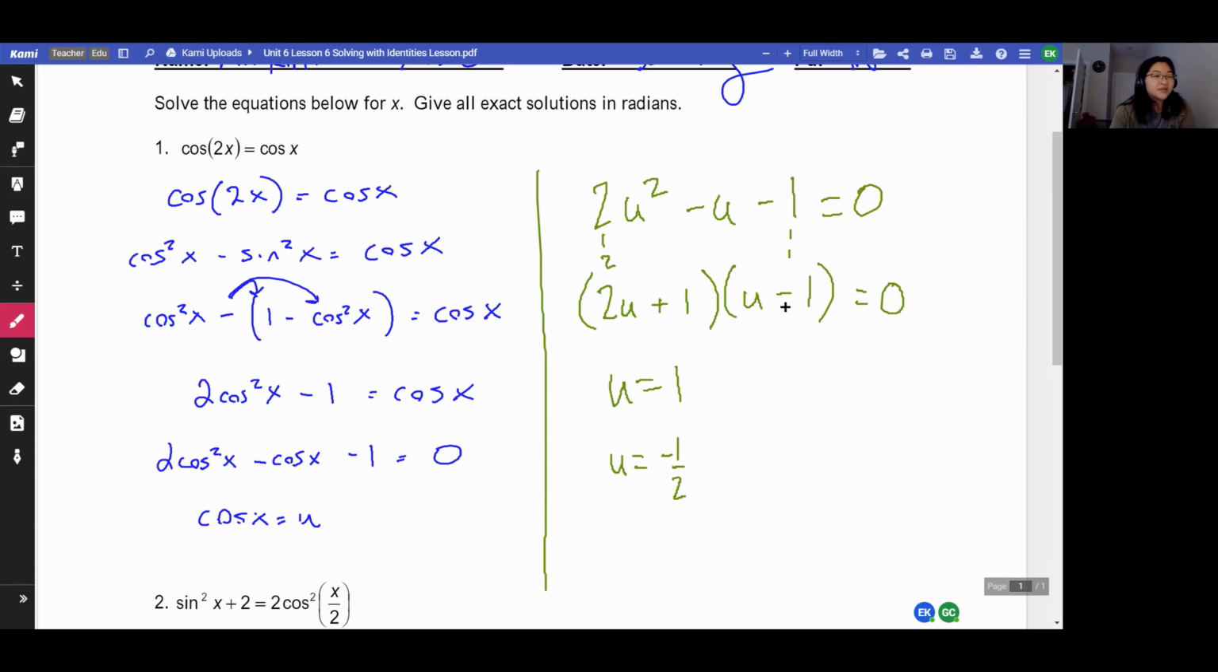Cool. So that means that we need u is equal to 1 or u is equal to negative 1/2. Which means, and I'm just going to be really lazy and erase those, or efficient.